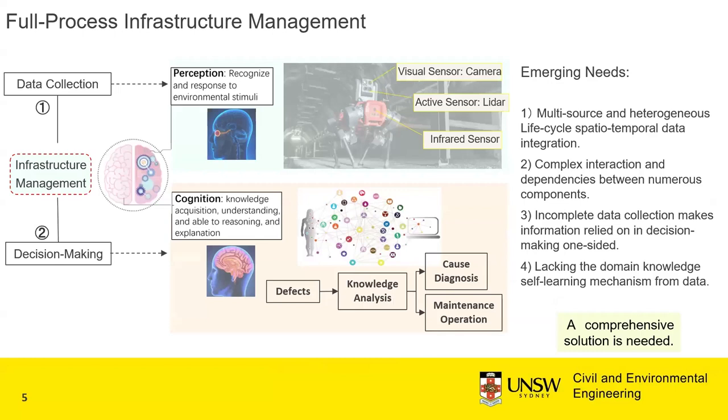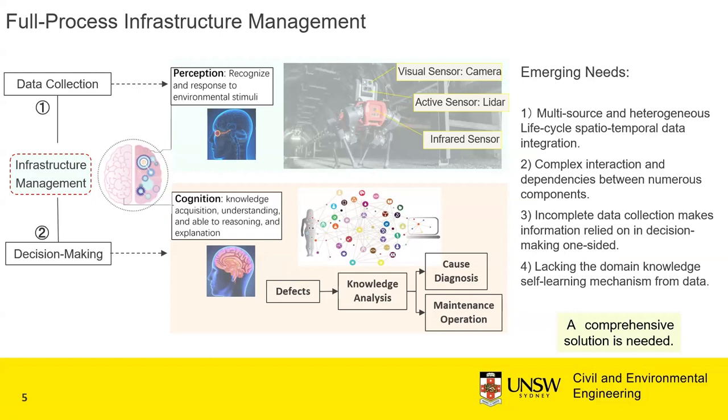Although previously I introduced knowledge-based infrastructure management, which can highly improve the accuracy and the efficiency of maintenance, that's still not enough. For infrastructure management, two kinds of ability are needed. The first one is data collection. It's just like our human eyes providing the perception ability. For example, we make use of different kinds of sensors to collect the status of the infrastructure. The other ability is the decision-making ability. It's like our human brain providing the cognition ability. For example, we make use of the knowledge graph I mentioned before for cause diagnosis, to help the expert understand where the damage or defects come from and how to maintain that.